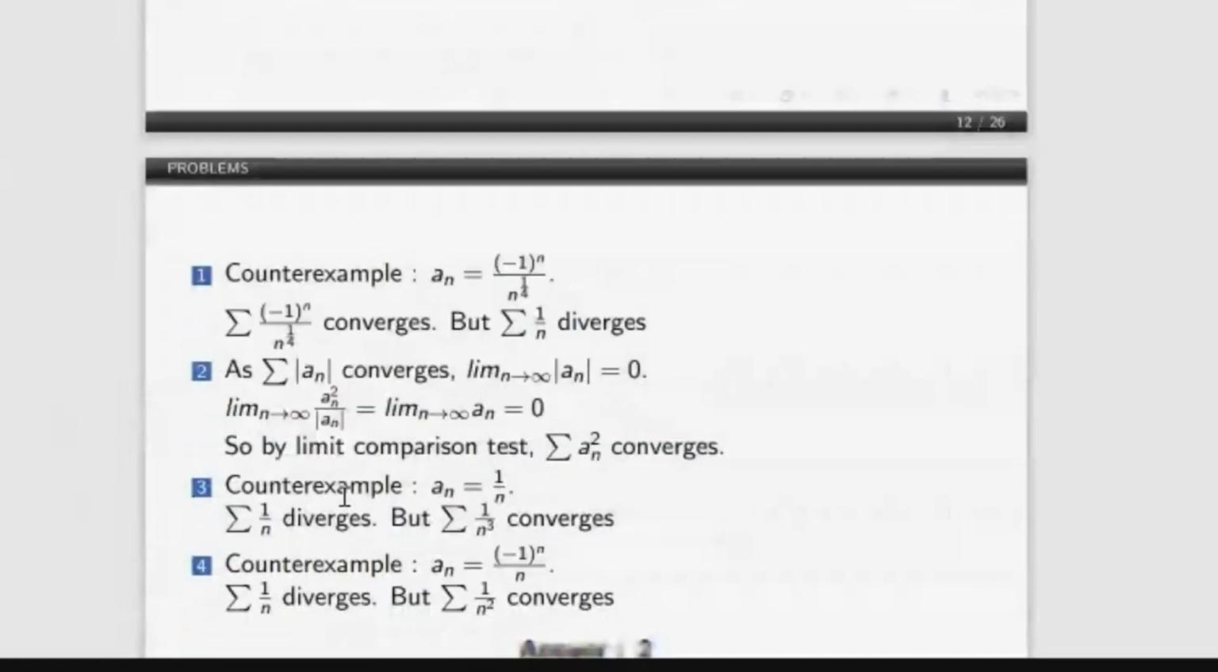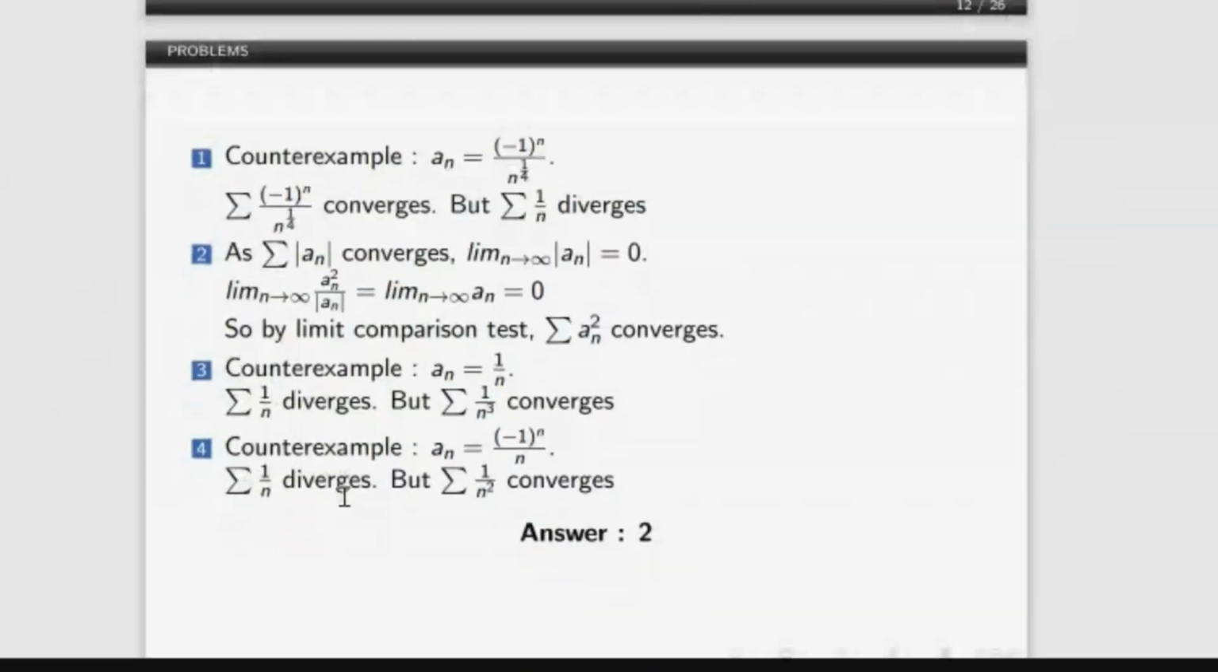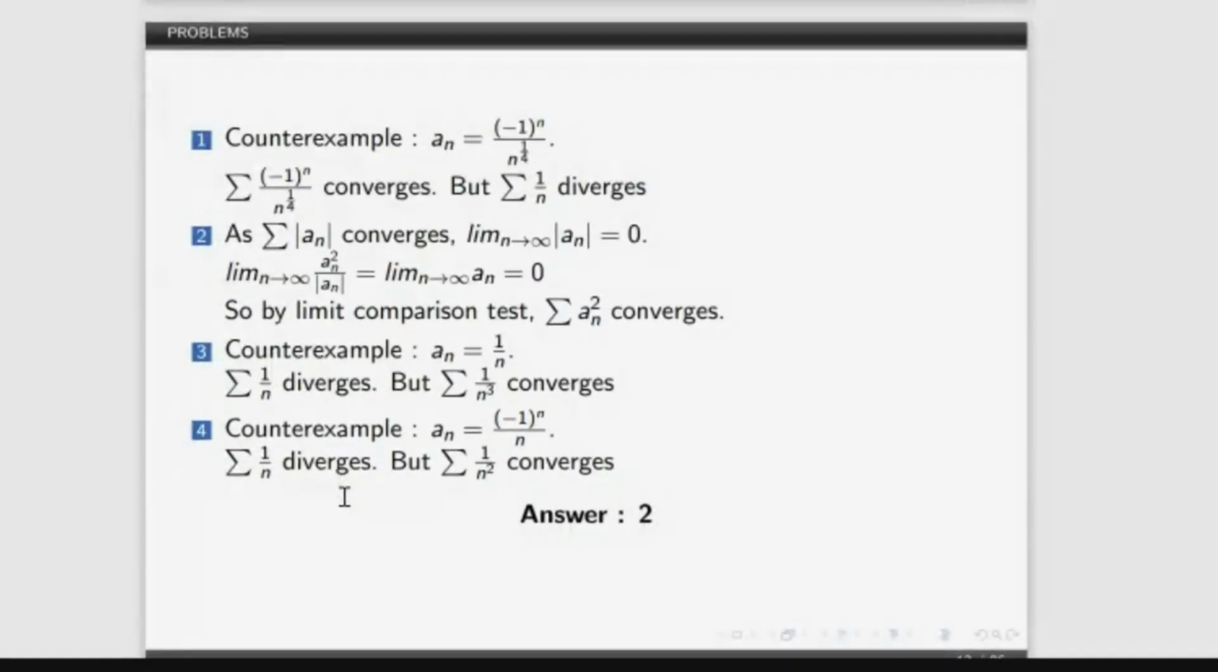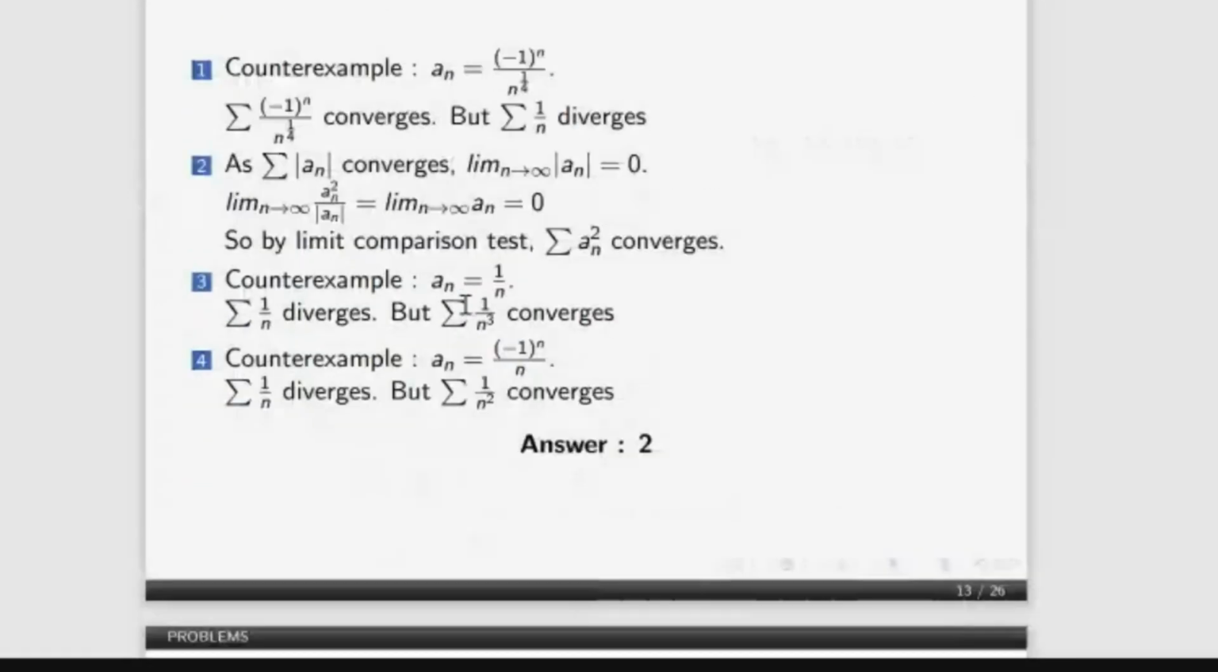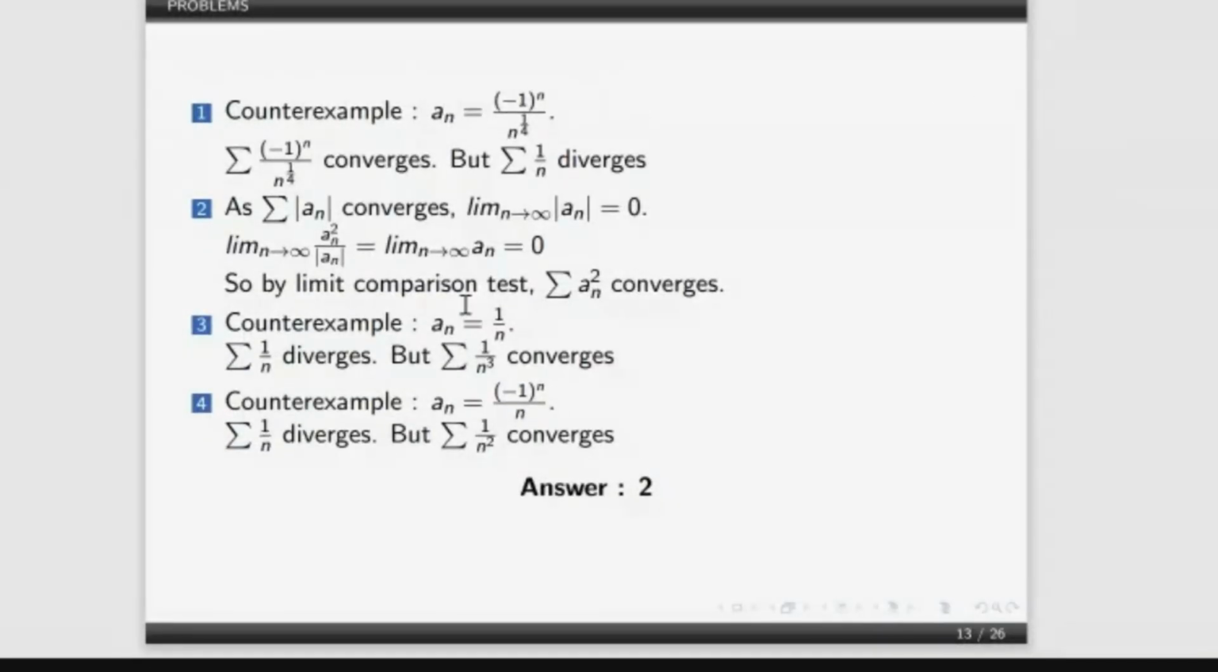Is that explanation clear? Hello. Yeah, tell me. Ma'am, actually there was a correction in the question. I'll make it an option when I'm sending it. Okay, tell me. For the counterexample in option 1, we can take 1 by n^(1/4). No need for (-1)^n. Is it possible?